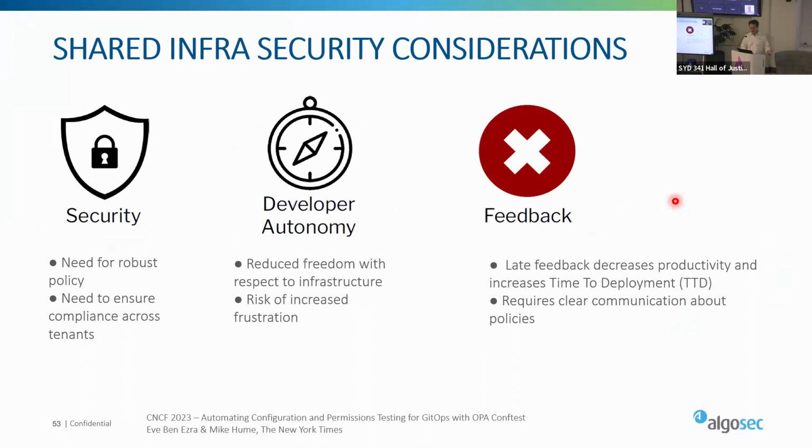So, shared infrastructure security considerations. You need a robust policy to ensure compliance across tenants. You need developer autonomy, since reduced freedom with respect to infrastructure risks increased frustration. And you need feedback, because late feedback decreases productivity and increases time to deployment. You also require clear communication about policies.